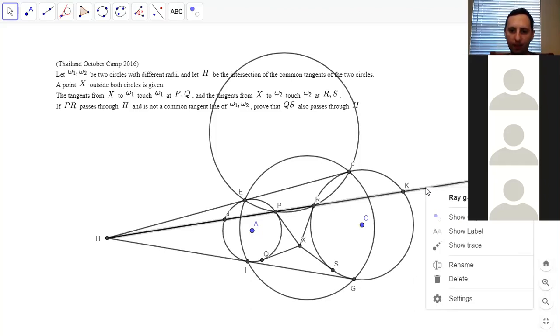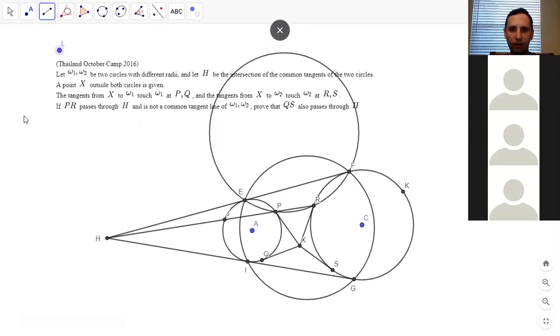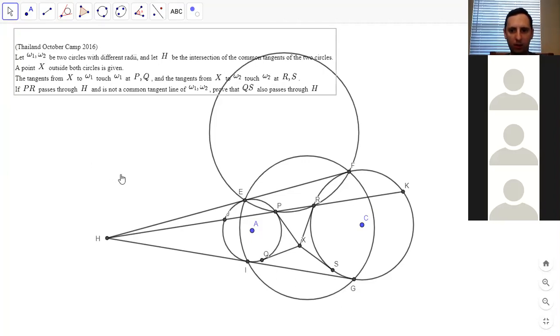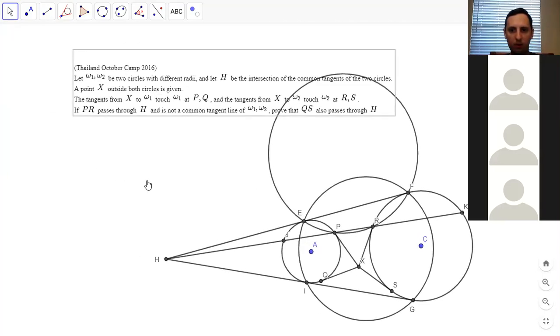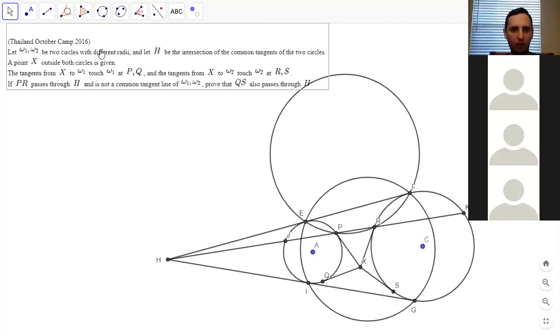Okay. Sorry. So I'll say, let me move, sorry. Let me move the diagram over a little bit. Okay.